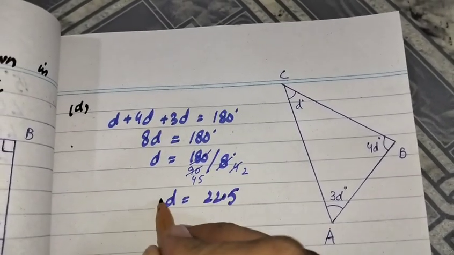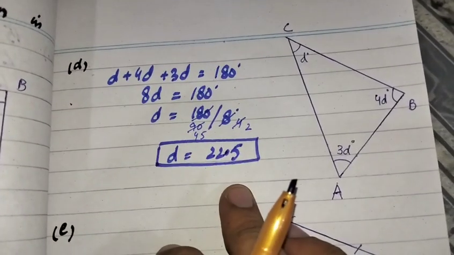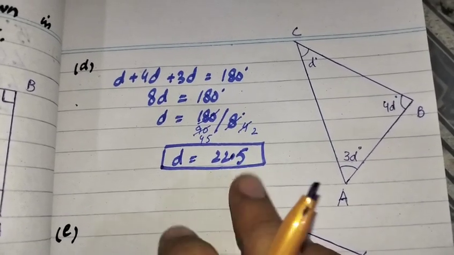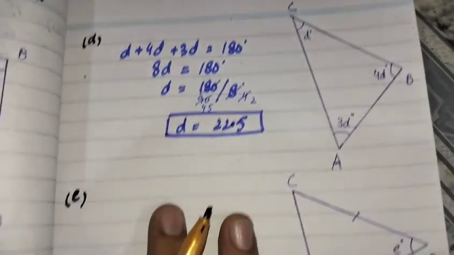So D is 22.5, or we can write it as 22 whole number 1 upon 2. In fraction we can also write it as 22 whole number 1 upon 2, or 22.5. The value of D will be 22.5.